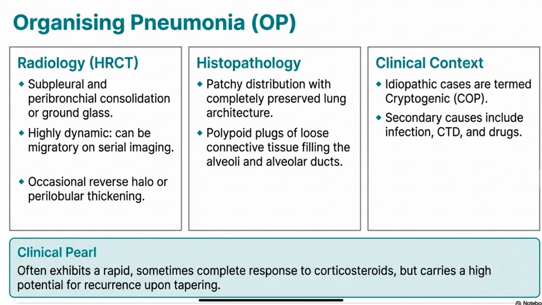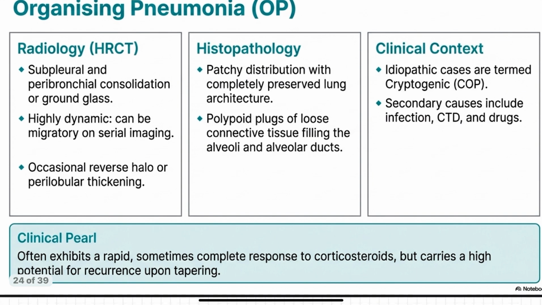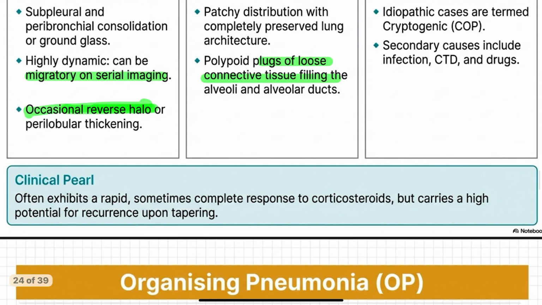Organizing pneumonia. On radiology, HRCT, we all know there is going to be subpleural peribronchial consolidation. It will be migrating on serial imaging. And the reverse halo sign is a very important sign we will see in organizing pneumonia. Patchy distribution with preserved lung architecture in some places is seen, and we can see the loose connective tissue filling the alveolar ducts.